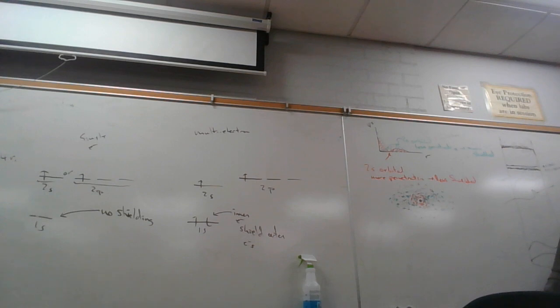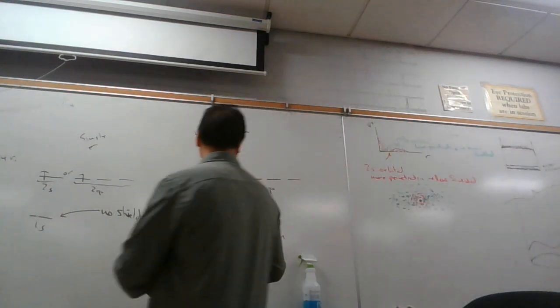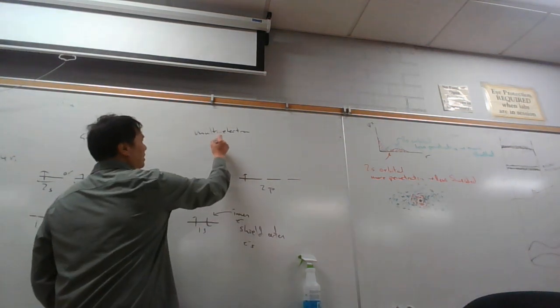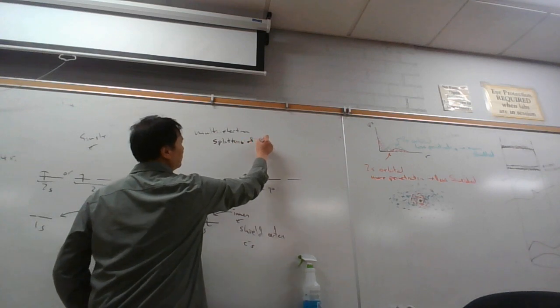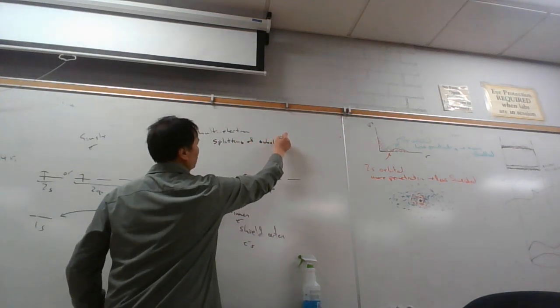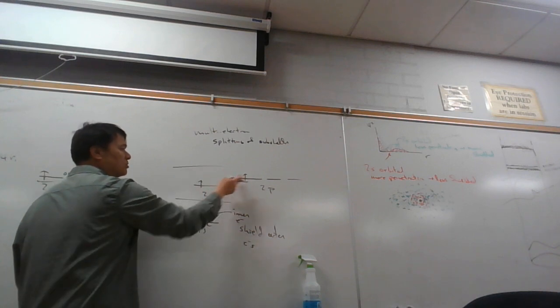It goes on. So this is why we see splitting of subshells or sublevels. And so in multi-electron atoms, we have splitting of sublevels or subshells. This is the n equals 2 shell split up into 2 subshells.